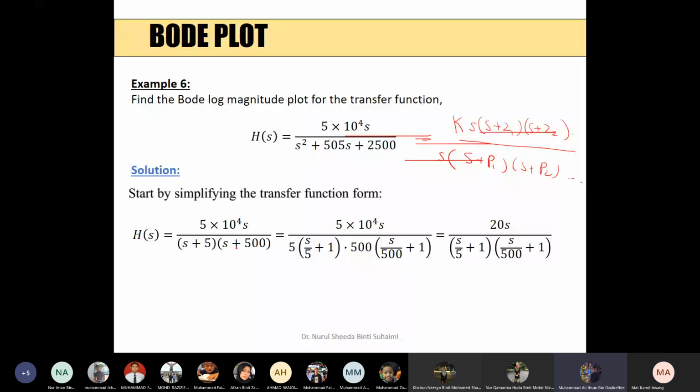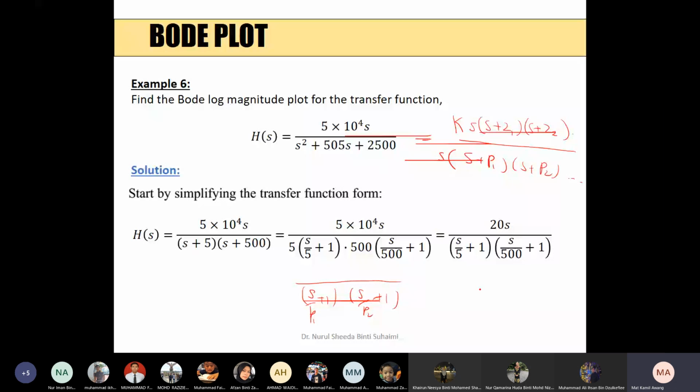Then this one, you try to write in a form you can understand: s over p1 plus 1, s over p2 plus 1, in this form. So that's why this one you divide by 5 and multiply by 5, and this one you divide by 500 and multiply by 500. So you get it in this format.